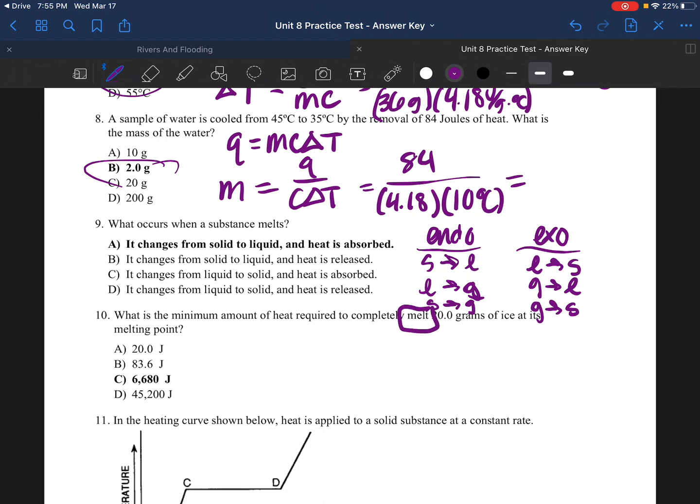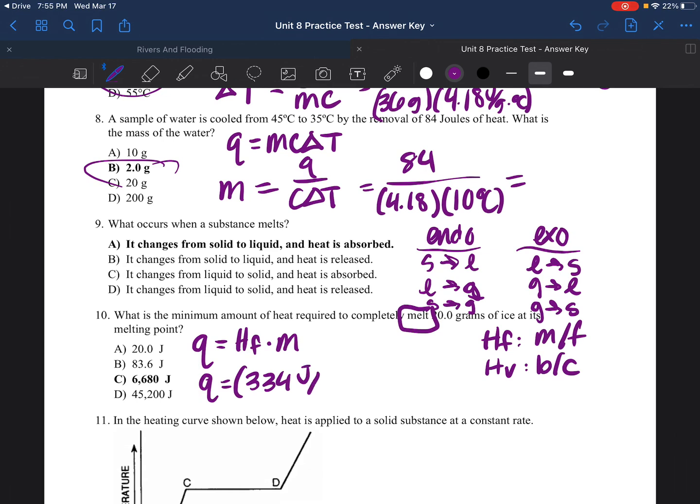So if you see melting, freezing, boiling, condensing, we are using either HF or HV. HF is heat of fusion. That is the melting, freezing phase change. HV is going to be the boiling, condensing phase change. So we're using melting, so we use HF. Q is equal to HF times M. HF for water is 334 joules per gram. M is going to be 20 grams for this problem. Calculate that out. You get C.